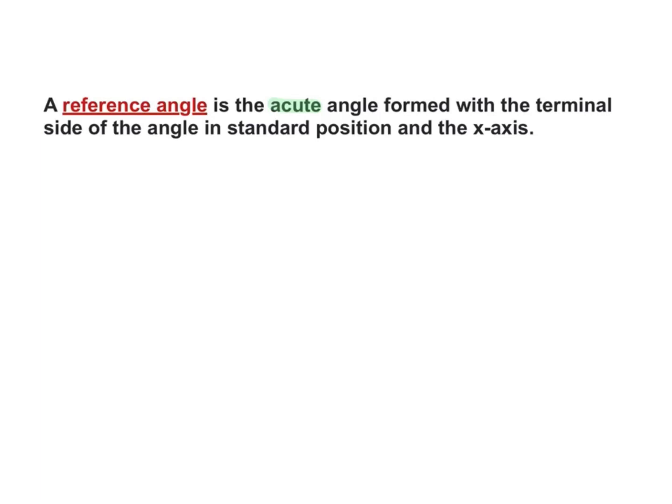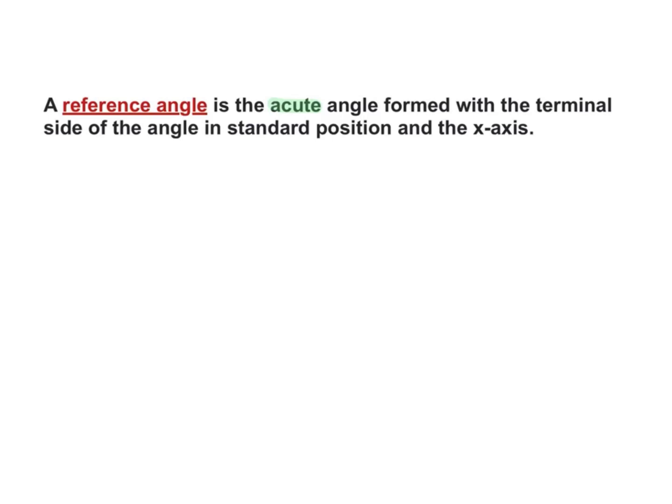The reference angle is an acute angle. What does acute mean in terms of geometry? Small. Smaller than 90, between 0 and 90. So you can't ever have a reference angle that's bigger than 90, or equal to 90, actually. You can't have one smaller than 0 either, meaning you can't have negative angles. So it has to be between 0 and 90.